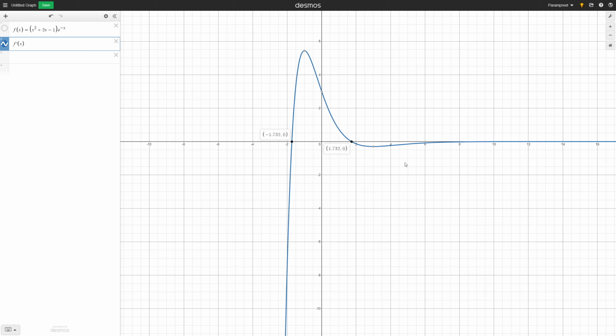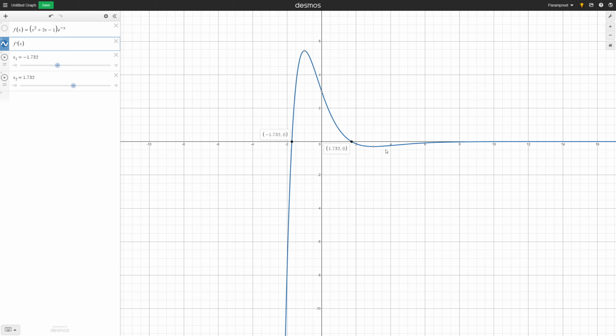The points where this blue function crosses the x-axis are where the critical points are. So you can already know the critical points here are negative 1.732 and positive 1.732. I'm going to label them. I'm going to call x1 negative 1.732, and I'm going to call x2 my other critical point, which is positive 1.732. So that's how I easily figure out what's happening.